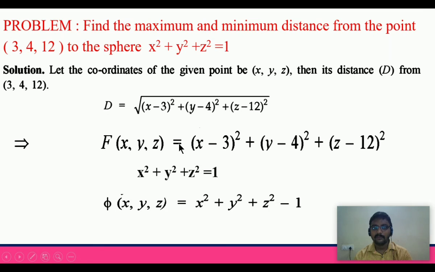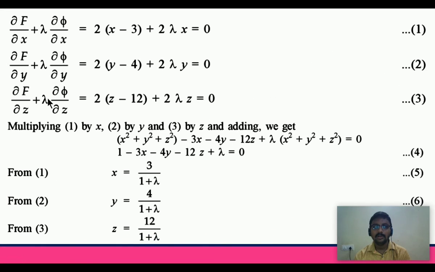So whenever we have the function and constraint, now we can form the Lagrangian function. The Lagrange's function is capital F of x, y, z plus lambda into phi of x, y, z, where lambda is called Lagrange's undetermined multiplier. Now we have to obtain the three equations, that is dou F by dou x plus lambda into dou phi by dou x equal to 0, dou F by dou y plus lambda into dou phi by dou y equal to 0, and dou F by dou z plus lambda into dou phi by dou z equal to 0, which is obtained by differentiating partially with respect to x, y, z respectively. And these partial derivative equations are respectively equated to 0. Let it be 1, 2, 3.